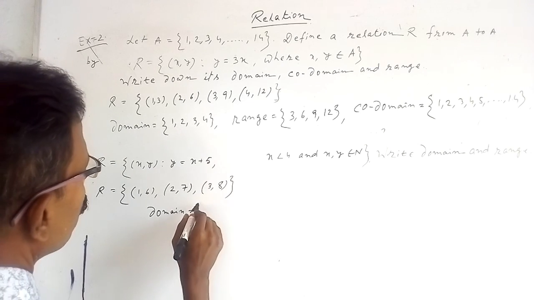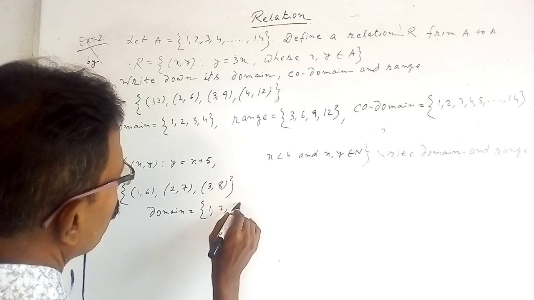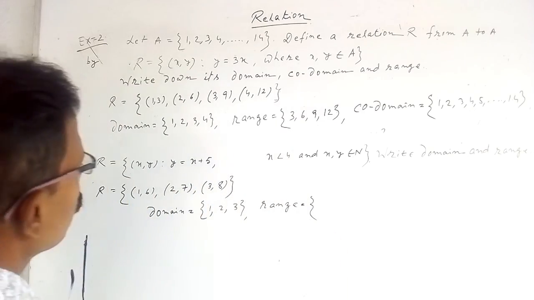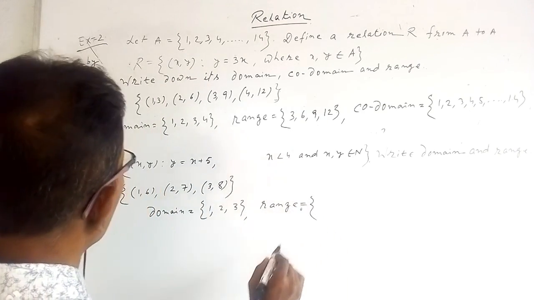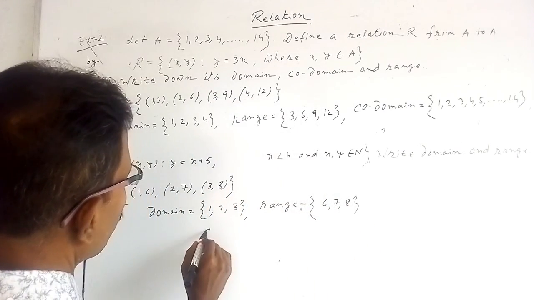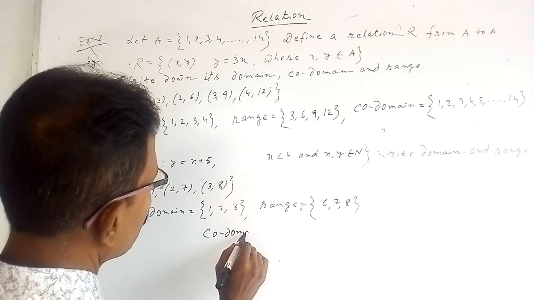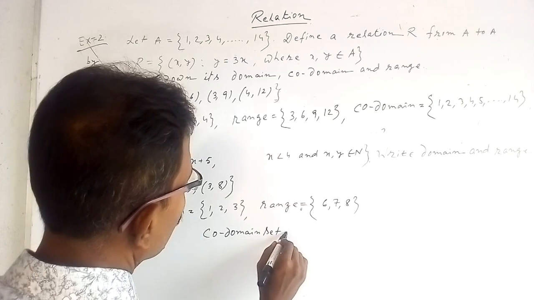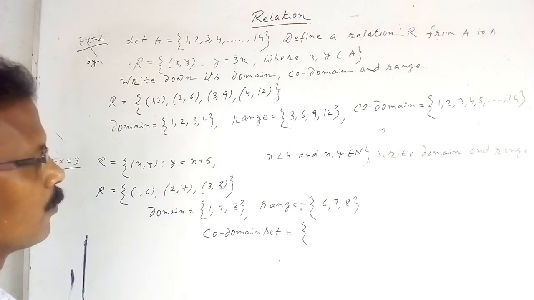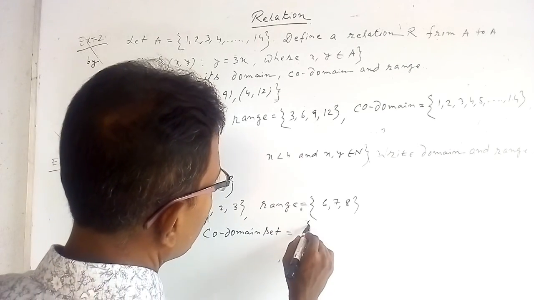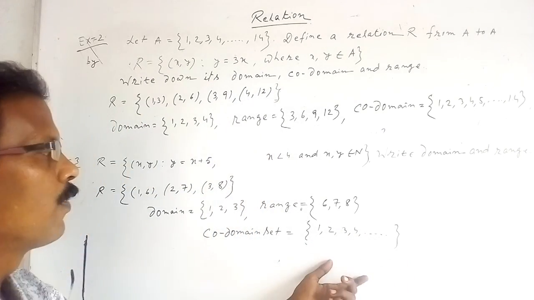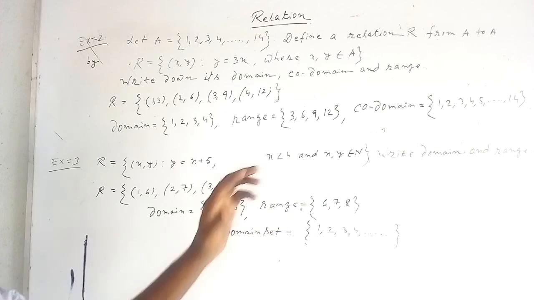Domain set is equal to 1, 2, 3. Range set is equal to 6, 7, 8. And the codomain set is the set of natural numbers, that is 1, 2, 3, 4 and onward. It is an infinite set. The codomain set is the set of natural numbers.